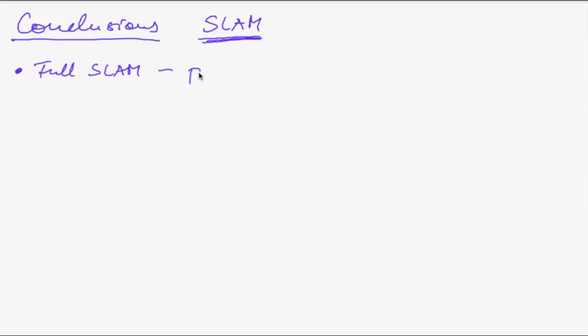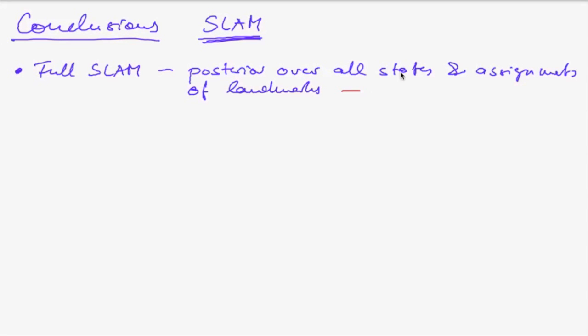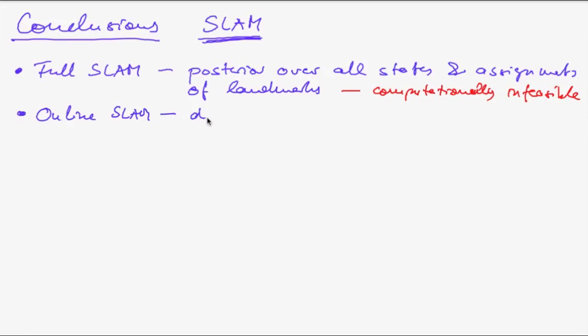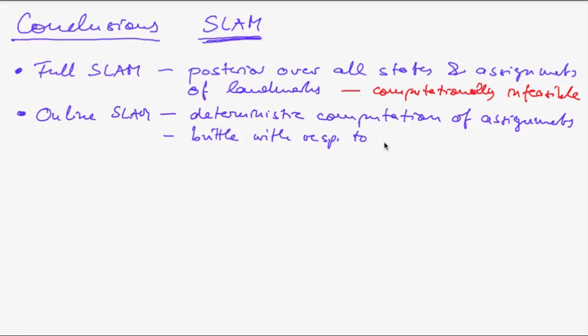So this brings me to the conclusions. What we have learned this time is SLAM, the technique that gave the lecture its name. And we learned there's a full SLAM problem where we compute the posterior over all states and assignments of landmarks. And we learned this is usually computationally infeasible. So we learned about the online SLAM, which is easier to handle, and this uses a deterministic computation of landmark assignments. So instead of providing the full posterior over all states and assignments, we assign on the fly using a deterministic algorithm. And this is also its main drawback, because as we saw, it's brittle with respect to landmark confusion.